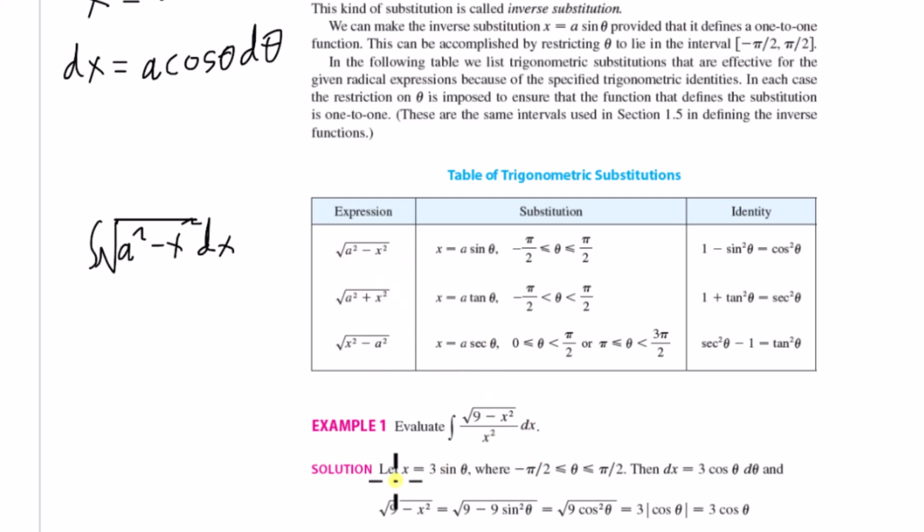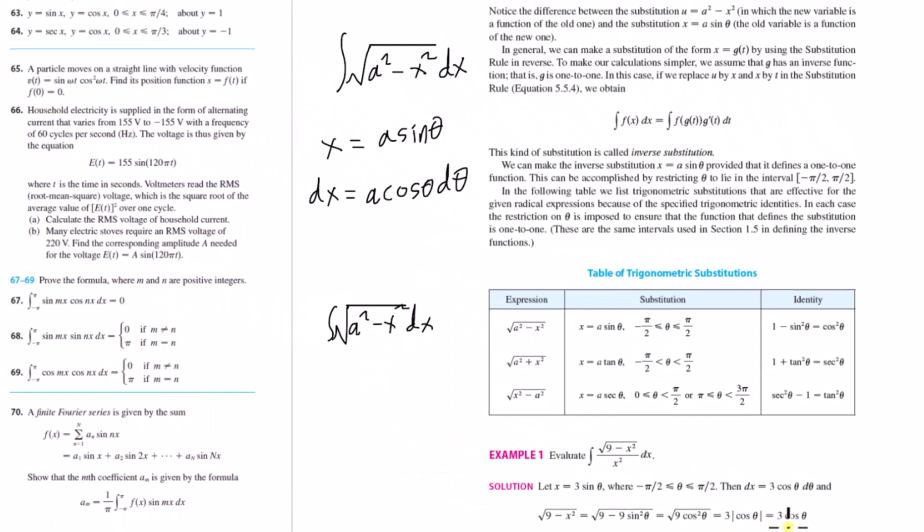So we're going to say x is equal to 3 sine theta, and then they want to specify the domain restriction. And so dx d theta is equal to 3 cosine theta. So dx is equal to 3 cosine theta d theta. You plug it in, and the square root of 9 minus x squared simplifies to 3 absolute value cosine theta, but because of the domain restriction, minus pi over 2 to pi over 2, if you think about the unit circle, cosine theta is always positive in this region. So this is just equal to 3 cosine theta.